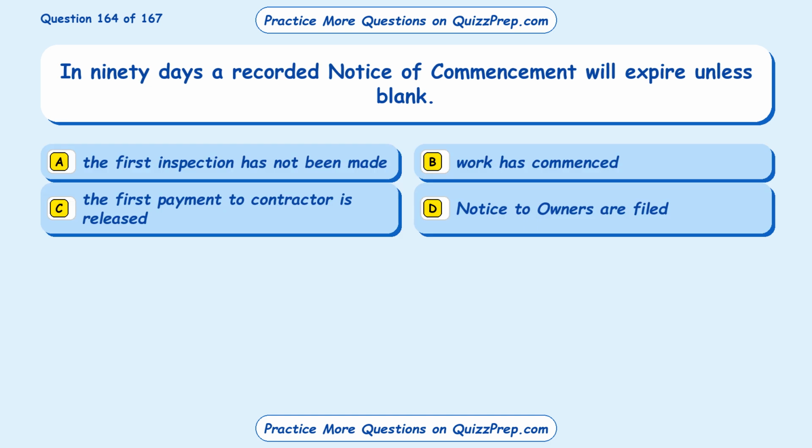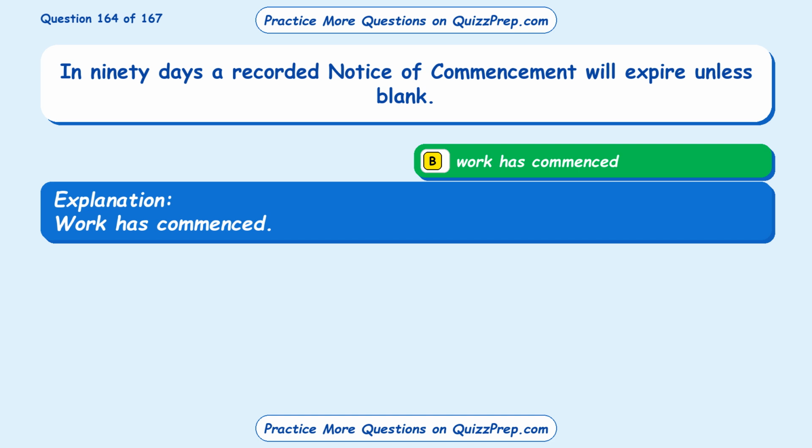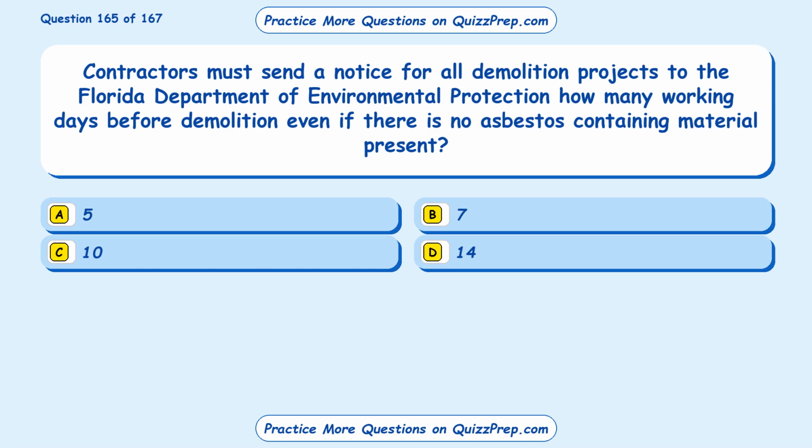Question 164. In 90 days a recorded notice of commencement will expire unless blank. Option A, the first inspection has not been made. Option B, work has commenced. Option C, the first payment to contractor is released. Option D, notice to owners are filed. The correct answer is Option B, work has commenced.